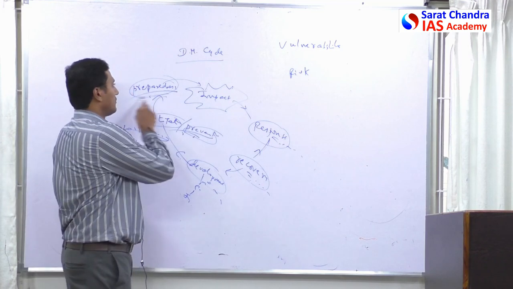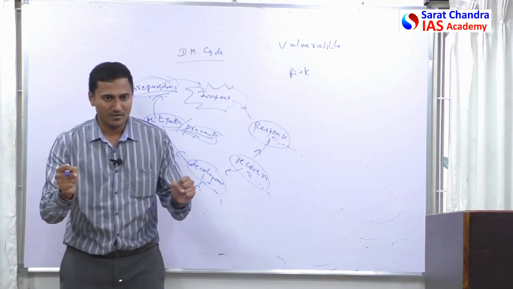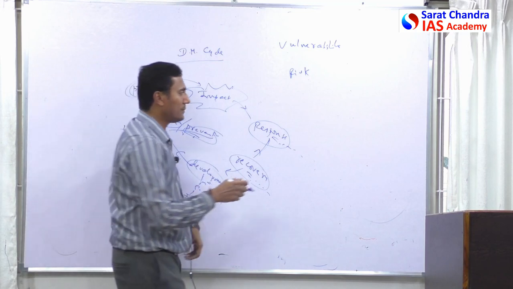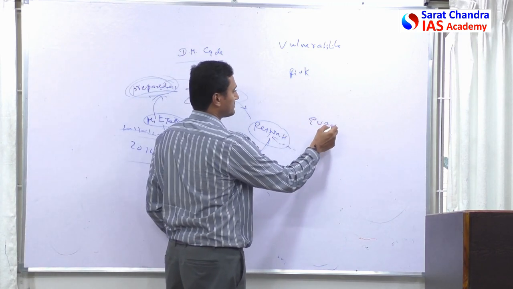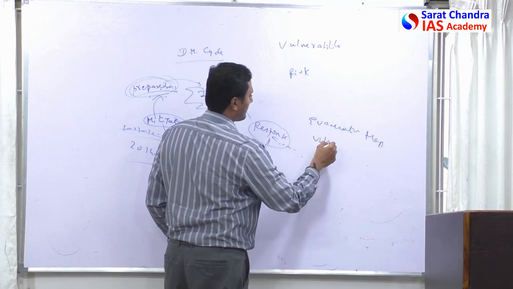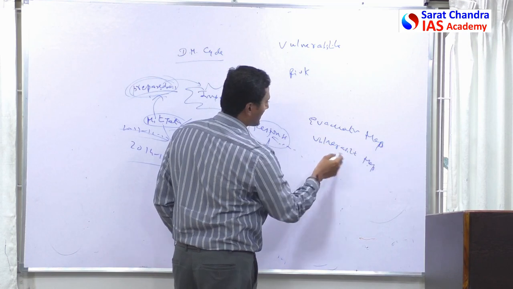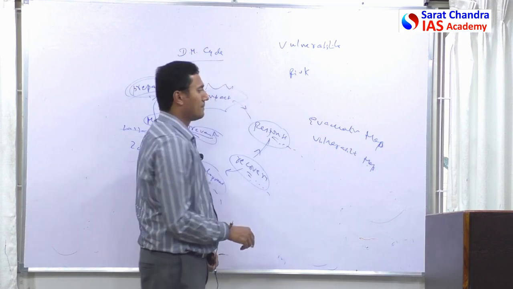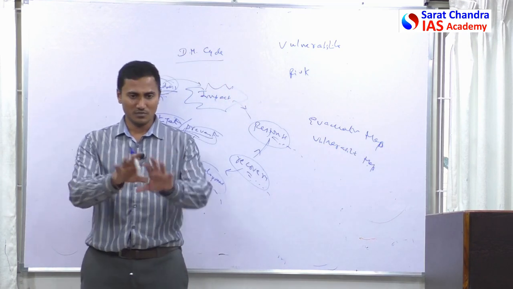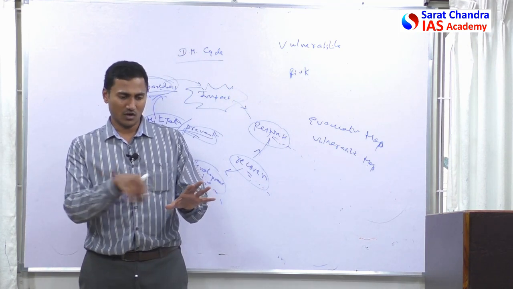For example, for preparedness, do you know what being prepared for cyclone generally means? You make an evacuation map, a vulnerability map. Map means, for example, in the village there should be a clear map. When there is a cyclone, how shall we evacuate?